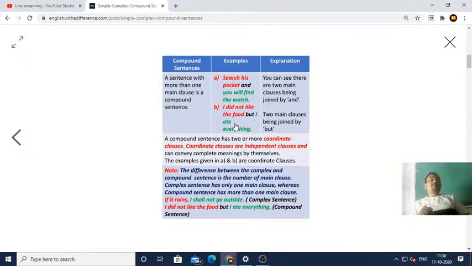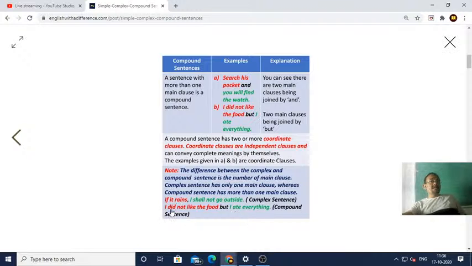But in a compound sentence, always remember, there can be two or more independent sentences, or you can say main clauses. There can be more than one main clause in compound sentences, whereas there is only one main clause in a complex sentence. Okay. So dear students, that is the difference. If it rains, I shall not go out. Complex sentence, because only one main clause is given, I shall not go out. The other one is a subordinate clause.